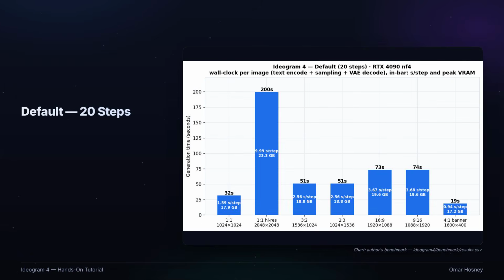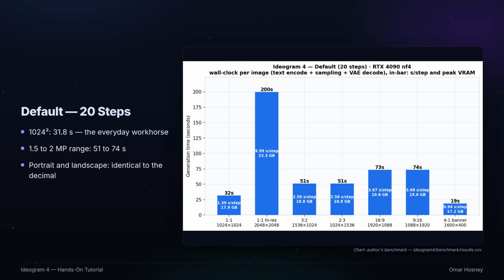Default mode, 20 steps, is what I used for the entire gallery you just saw. Half a minute for a square image, 51 seconds at 1.5 megapixels, 73 at full HD sizes. One detail in this chart worth appreciating: 16 by 9 landscape and 9 by 16 portrait take identical time. Down to the decimal, orientation is completely free, only the pixel count matters. For the quality you saw in the gallery, half a minute per image on a consumer GPU is a remarkable deal.